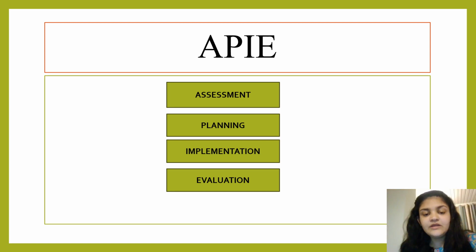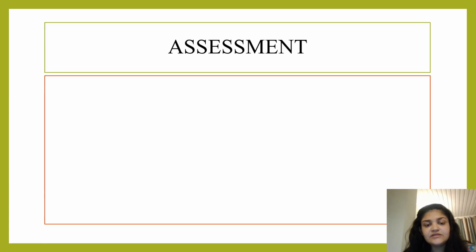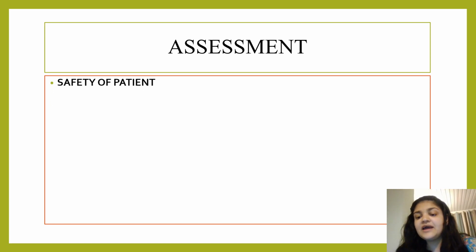Now moving forward towards the assessment. Assessment is basically assessing the patient from head to toe. It includes the assessment of airway, breathing, circulation, exposure, and disability, that is also A, B, C, D, E. The basic thing we have to keep in mind is the safety of the patient. We need to make sure that the patient is safe, and follow all the steps to ensure that.